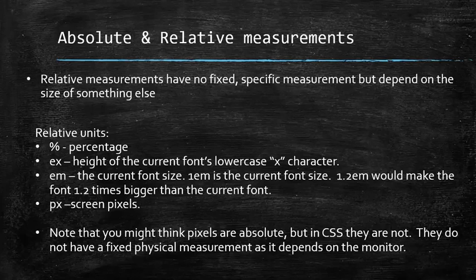The final relative measurement is px, and this refers to screen pixels. Now, you might be thinking that screen pixels are absolute, but in CSS they're not, because they don't have a fixed physical measurement, as it will depend on the monitor or the screen in which the web page is being viewed. So we have 4 relative units: percentage, EX, EM, and PX. Now, just to try and help you get a grip of these different units, in the next video I'll show you examples of using them in CSS.